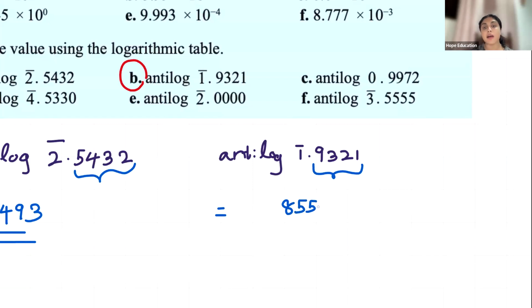8551. Bar 1 means -1, that is, one place has moved forward from the default position. That means here it is 0.8551.